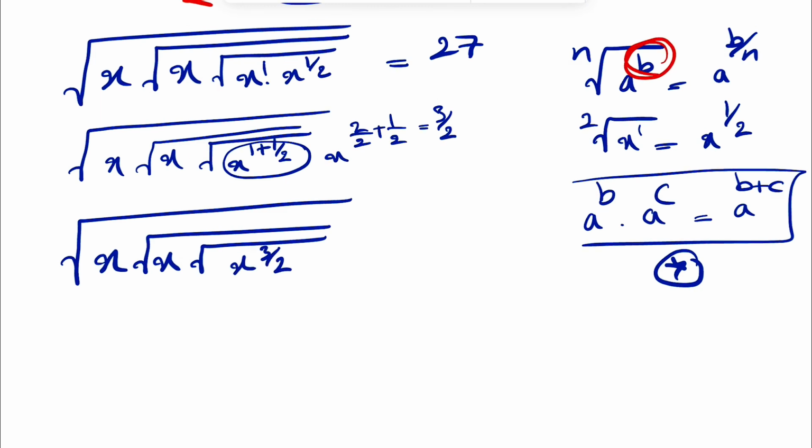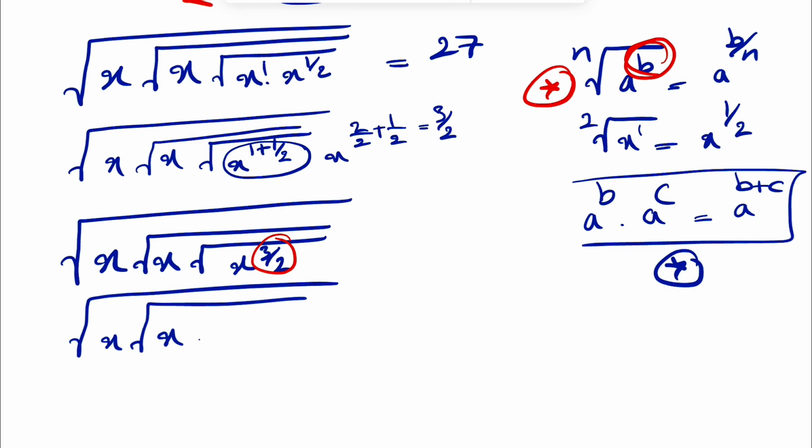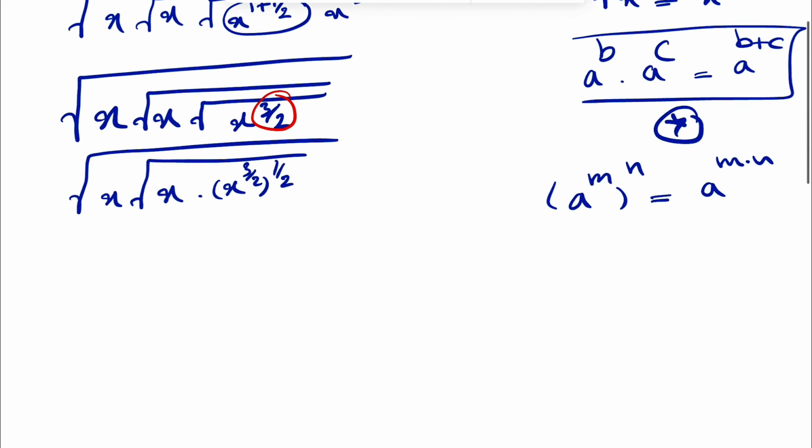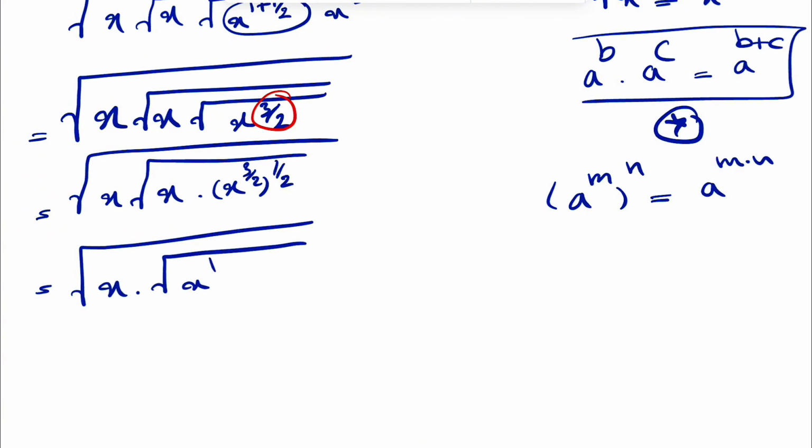So now we have a different b. If we get back to what we were discussing, now our b is 3 over 2, so let's write everything down again: square root of x, square root of x, and this time x times x to the power of 3/2, all to the power of 1/2, which is coming from the square root. And another law of exponents: when we have a to the power of m to the power of n, this is equal to a to the power of m times n. So we're just going to continue. We have x times the square root of x to the power of 1 plus x to the power of 3/4. We multiplied 3/2 and 1/2.